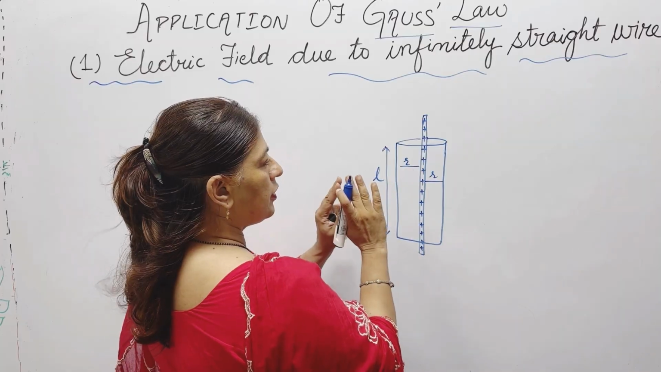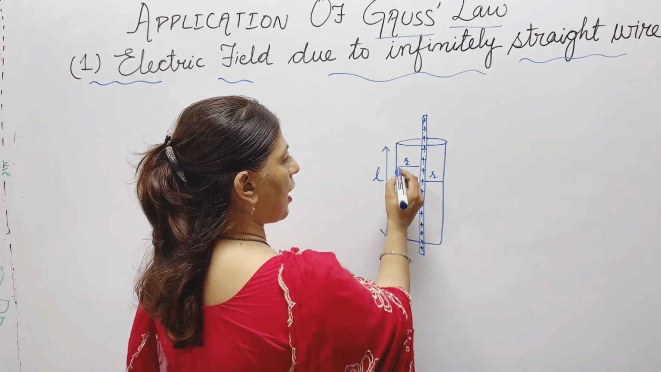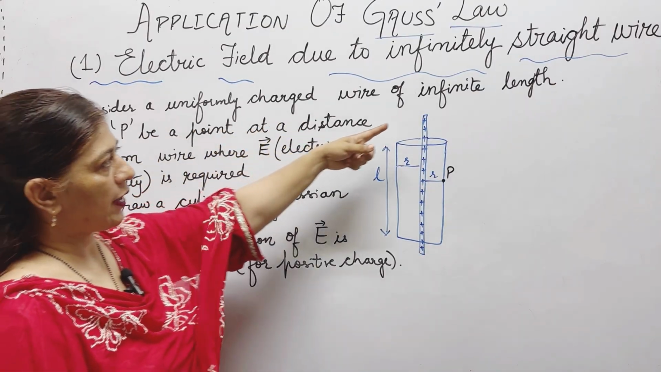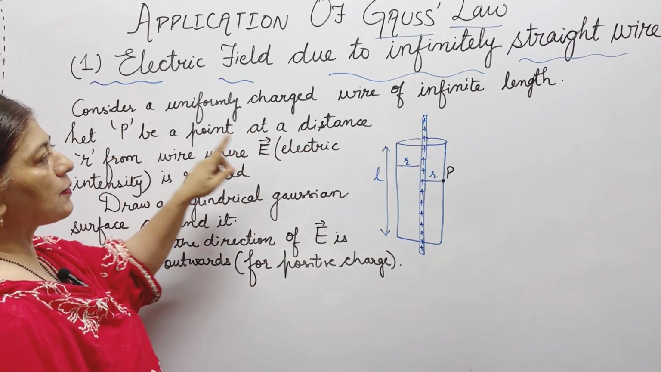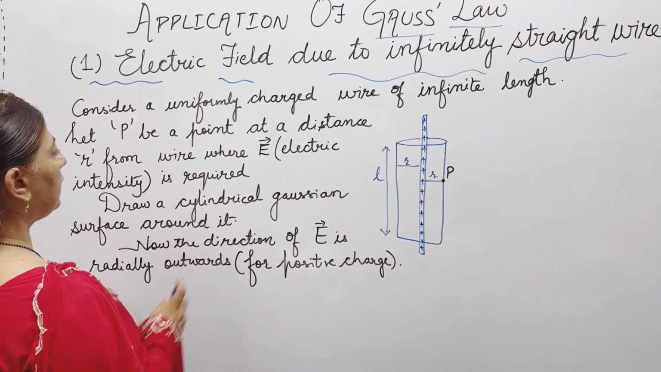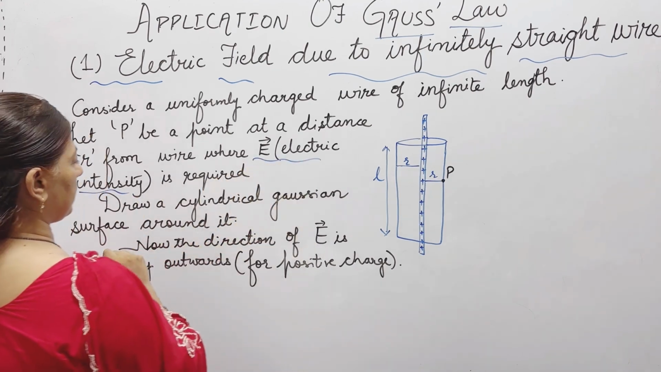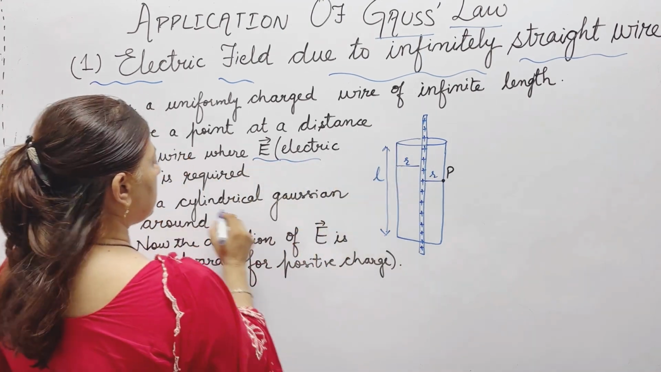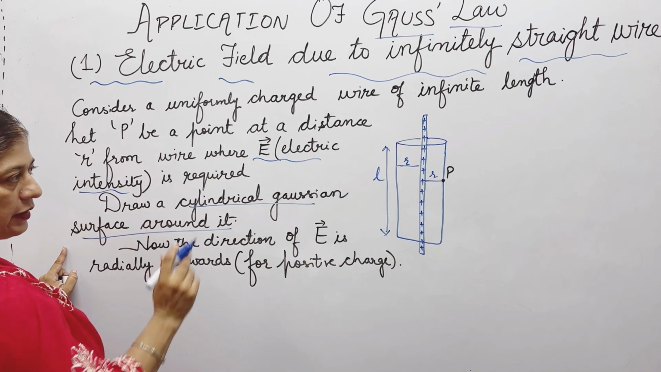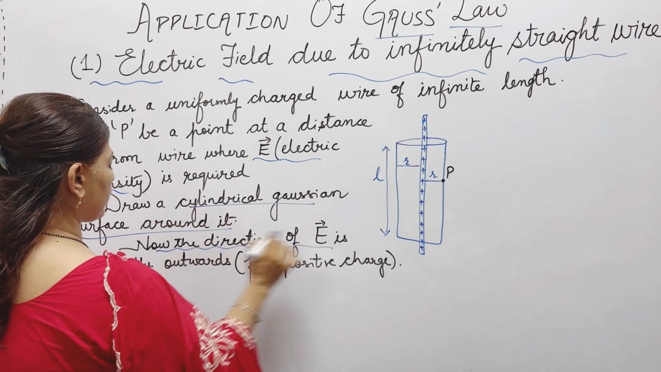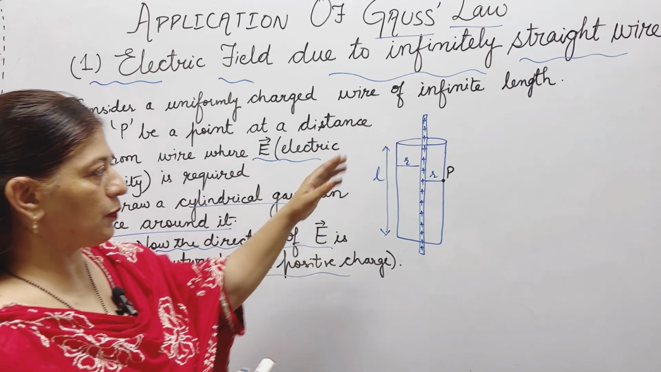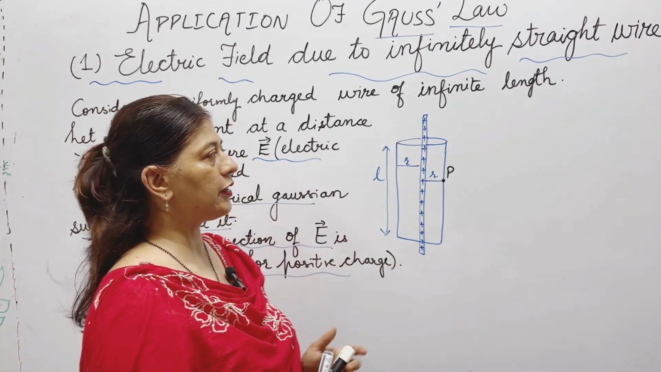In the curved part, it is at a distance r from the wire at every point. Here we have considered a uniformly charged wire of infinite length, and P is the point at a distance r from this, where we are interested to find out the electric field intensity, that is E. Now we have drawn a cylindrical Gaussian surface around it. The next important thing in this derivation is that the direction of the electric field is radially outwards for the positive charge. Since it has positive charge, the electric field is radially outwards.